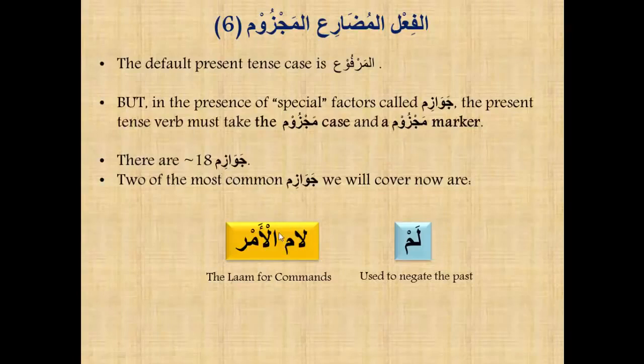So there are different types of lam in Arabic, just like there are different types of ma. You want to distinguish between these different types of lam because they require us to use different grammar rules. We have lam al-amr, lam at-ta'lil. We also have lam as harf jar, lam al-juhud, etc.